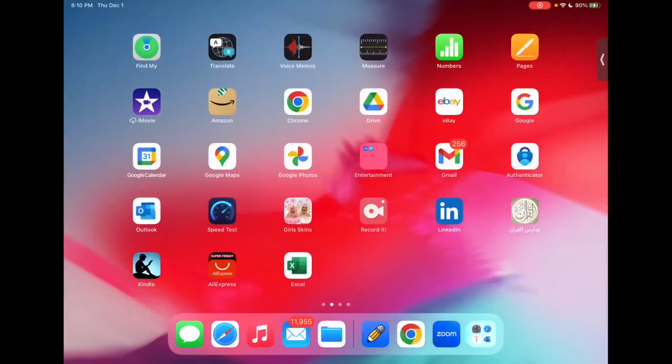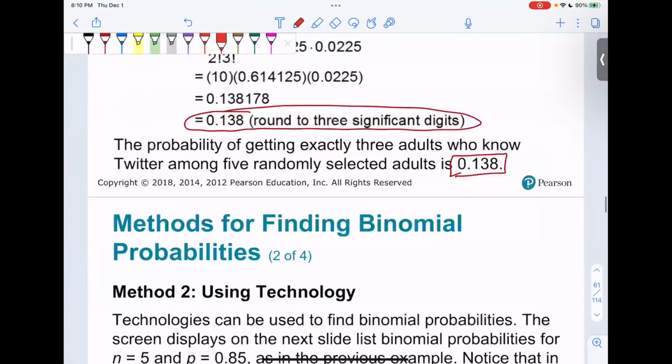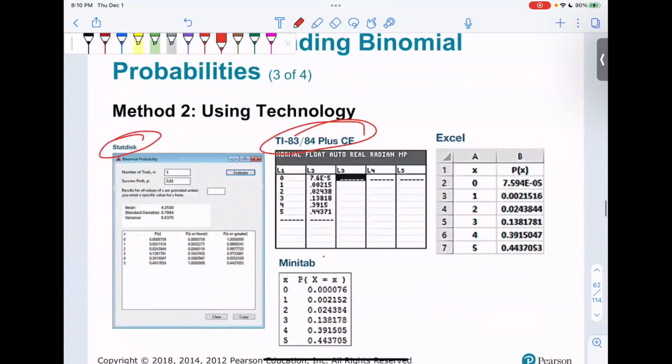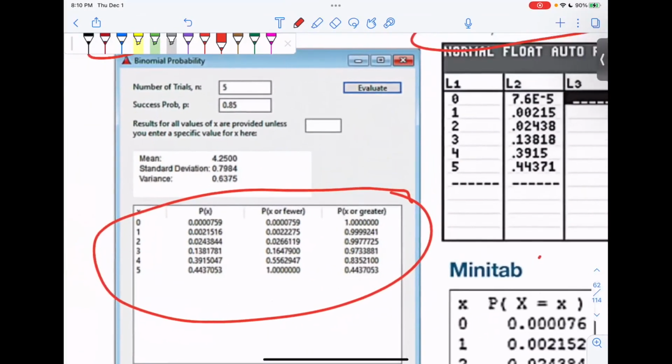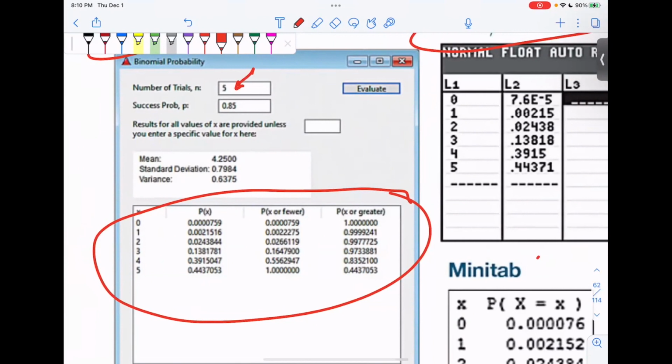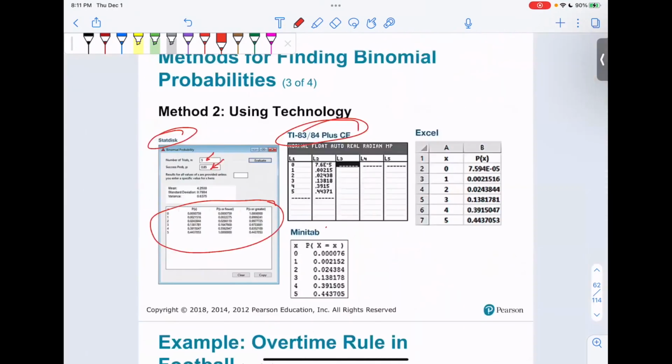Okay, so let's go back here. This is using StatDisk. These are the 5 values we got, which are exactly the same values we computed, with number of trials 5 and the probability of success being this value.